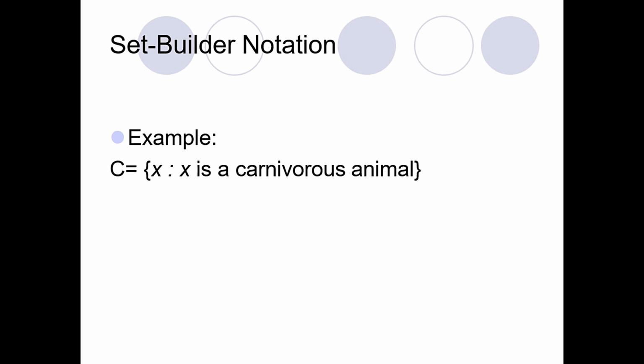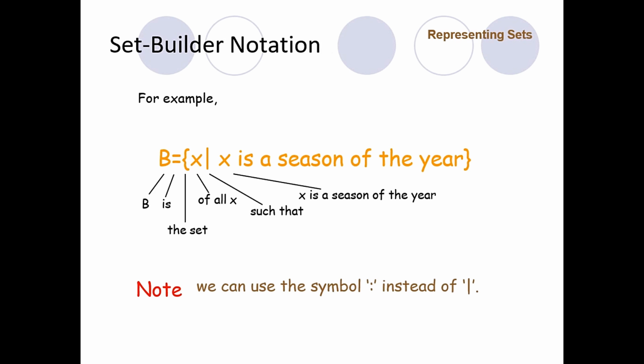Now, as you can see here, the list of carnivorous animals is not given, but this kind of set talks about all animals that are carnivorous. Alright. Now, how do we read the set builder notation? So we have here set B, which is the set of all X such that X is a season of the year.